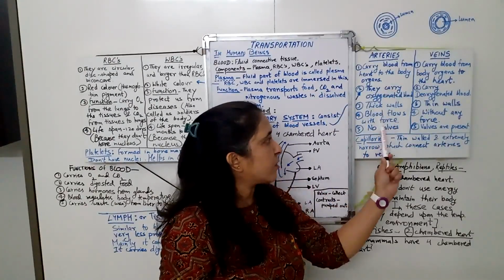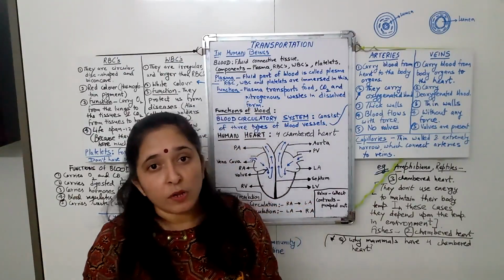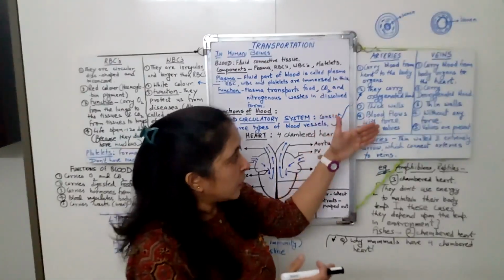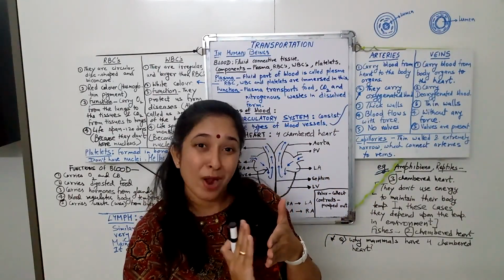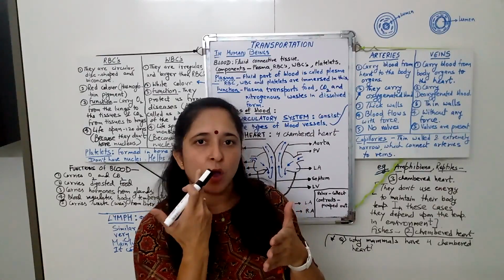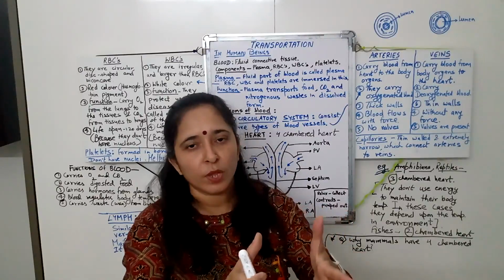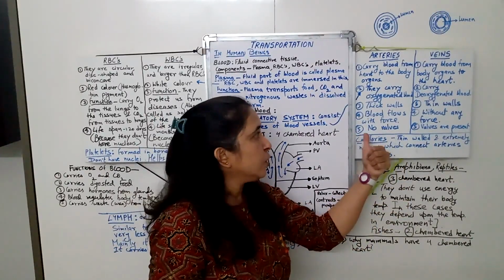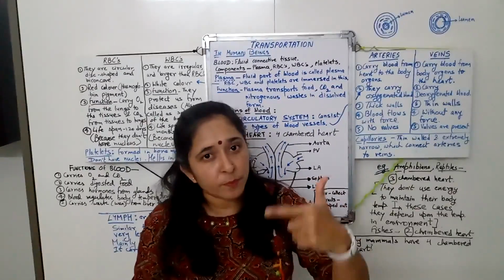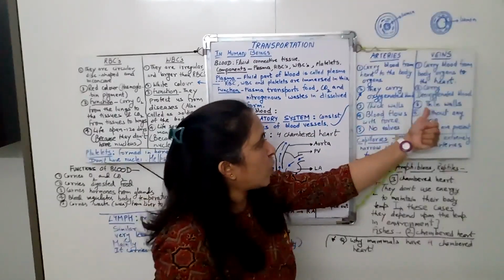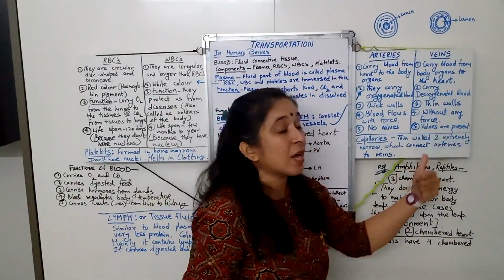In the case of arteries, valves are not present. Now what are these valves? The main function of valves is that they allow the flow of blood in one direction. They never allow blood to go back in the reverse direction. So one direction flow is controlled by the valve. So in the case of arteries, no valves are present, but in the case of veins, valves are present. Now, as I said, thick wall and thin wall: blood flows with force in the arteries, and in the veins, blood flows without any force.